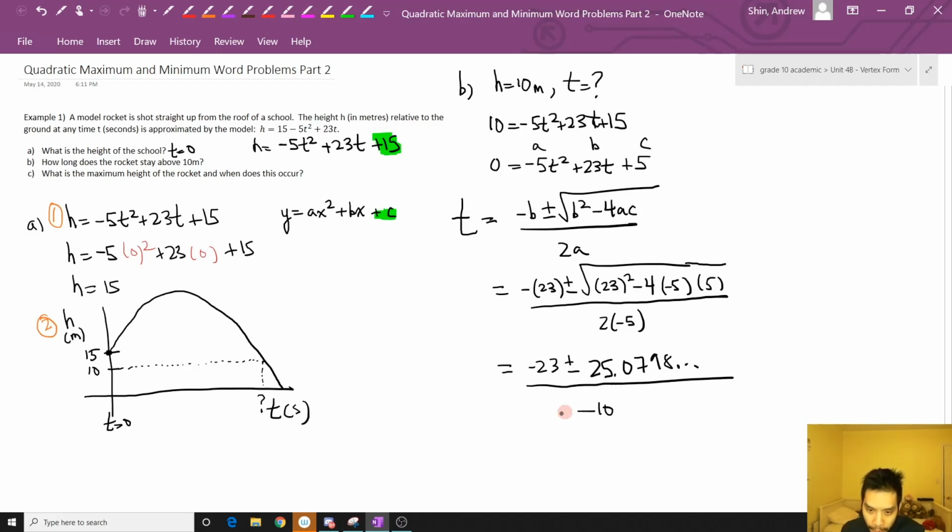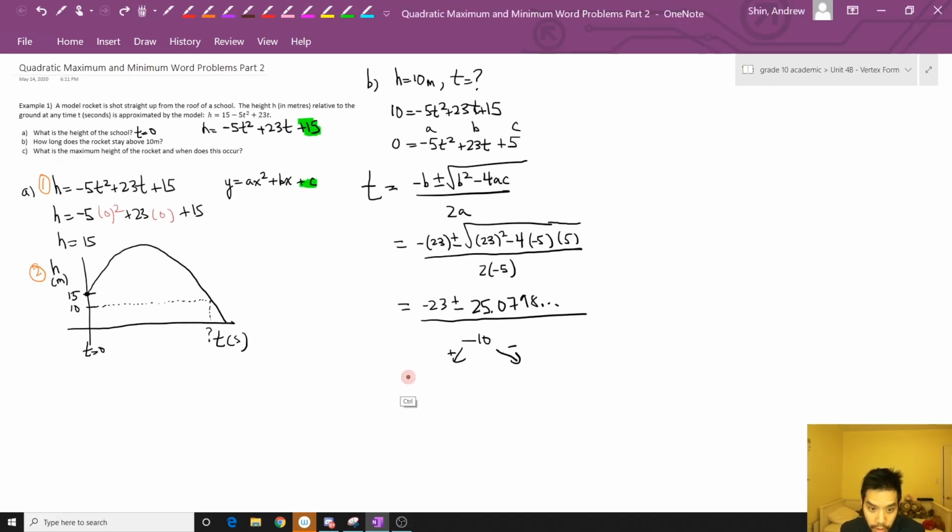And now I'm going to give two answers, the positive and negative version. Alright, so we're going to now plug this in our calculator. So negative 23 plus 25.07 divided by negative 10, and that's going to be negative 0.207... I haven't rounded it yet. The dots mean I'm keeping all the decimals.